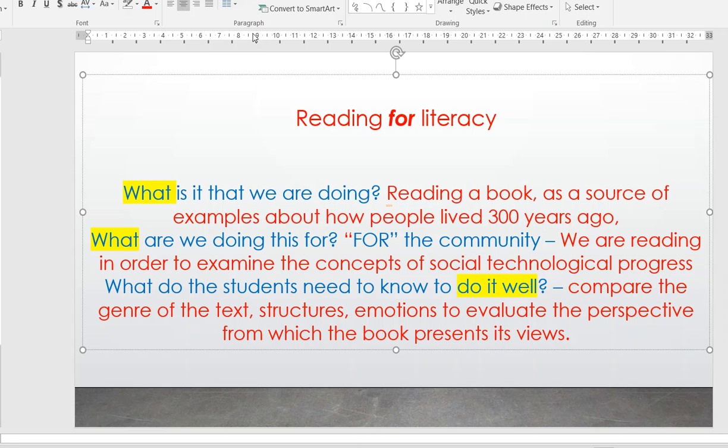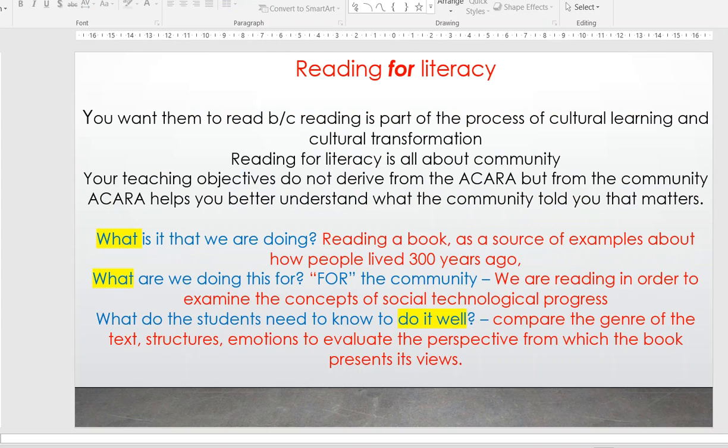But why would you want students to read a book at all, of any kind? I know you have a curriculum, but we should have other reasons than just saying, oh, because it's written in here, in year 7 or year 6, it says you have to read a book or two. So what I wrote here for you is as follows. You want your students to read because reading is part of the process of our cultural learning and cultural transformation.